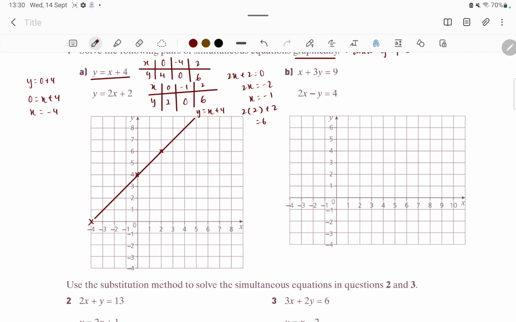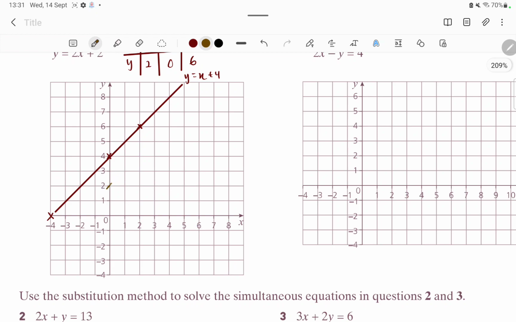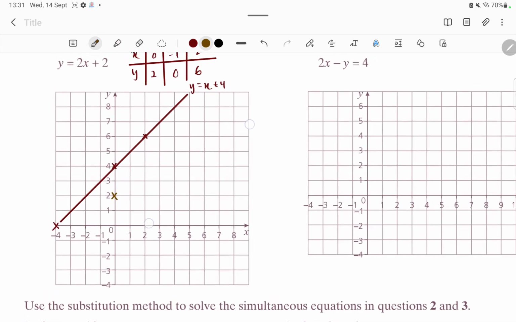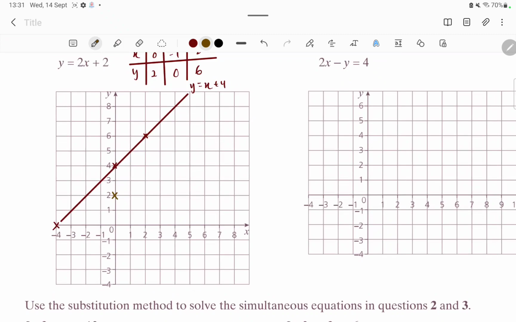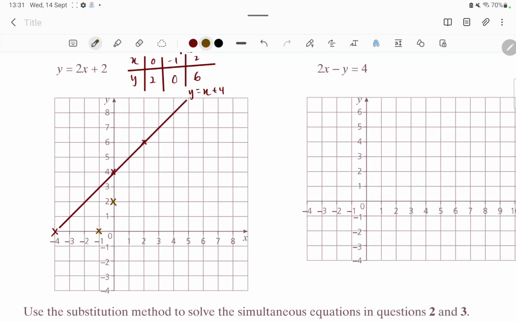So let's try to connect all the points first. Plot the points first. When x equals to 0, y equals to 2. This one we use another color. And then when y equals to 0, x equals to negative 1. When x equals to 2, y equals to 6.